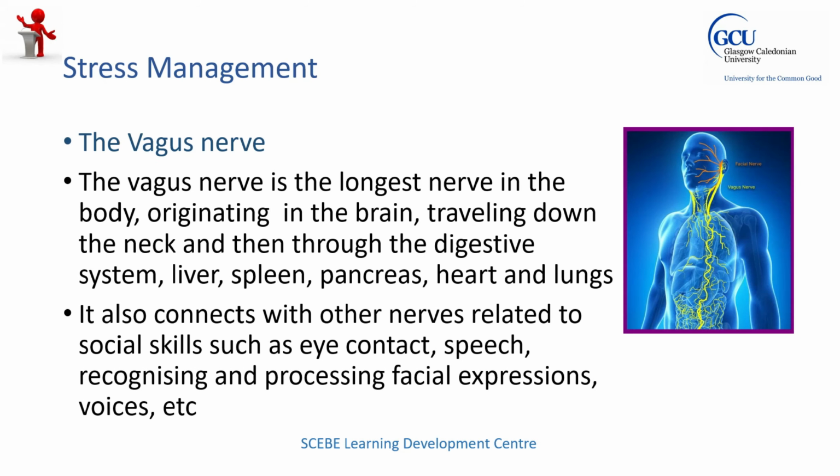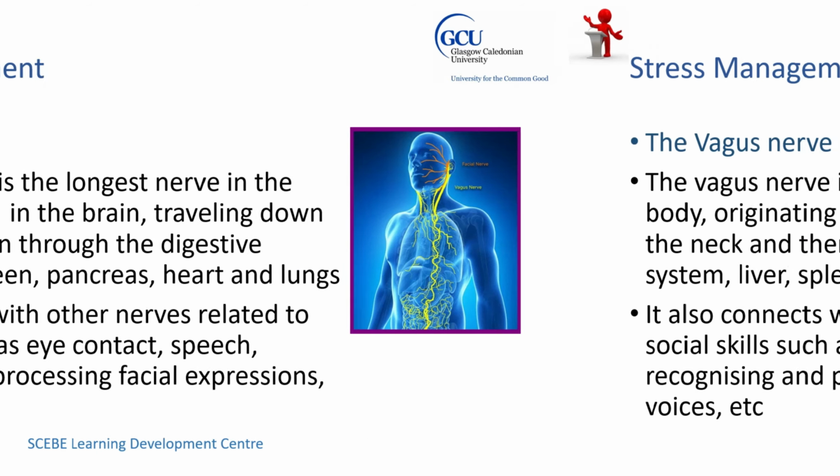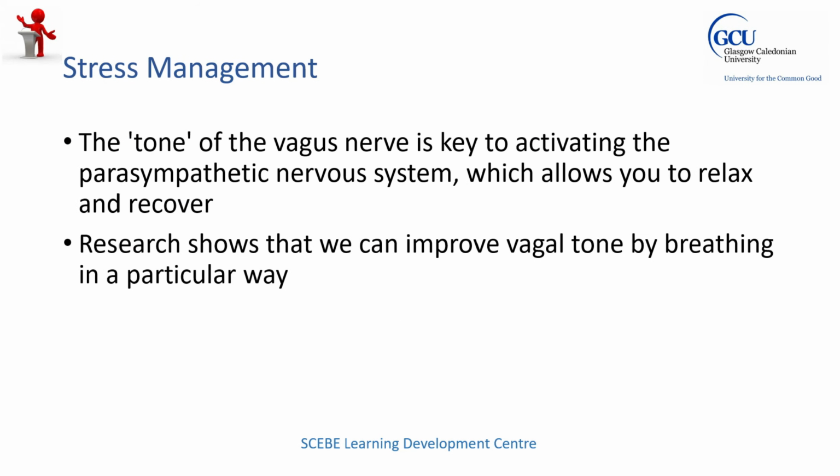So let me tell you about a thing called the vagus nerve. It's the longest nerve in the body. It starts in the brain, travels down the neck, through the digestive system, the liver, the spleen, the pancreas, heart and lungs. It also connects with other nerves related to social skills, such as eye contact, speech recognising, and processing facial expressions and voices. Now, the tone of the vagus nerve is key to activating the parasympathetic nervous system. Yes, I had to practice saying that a few times, which allows you to relax and recover.